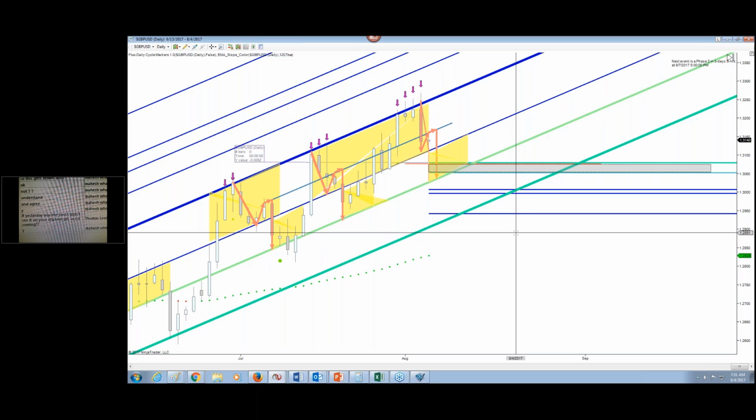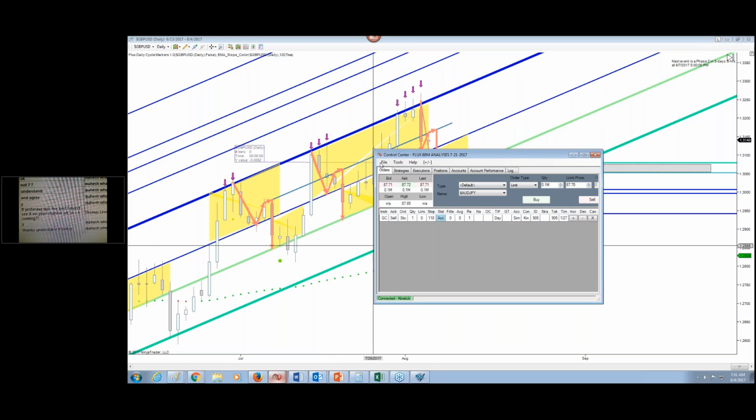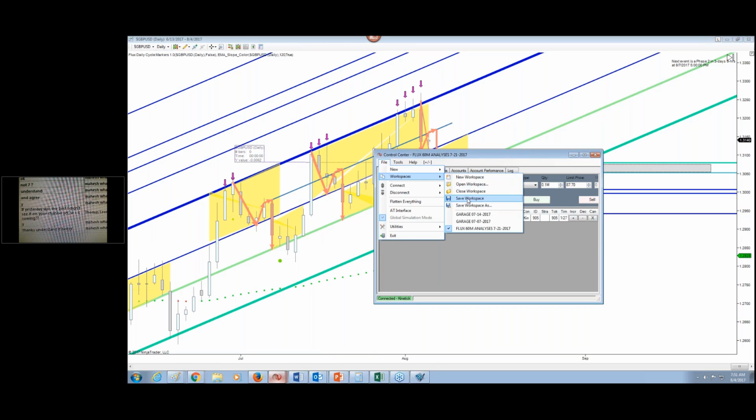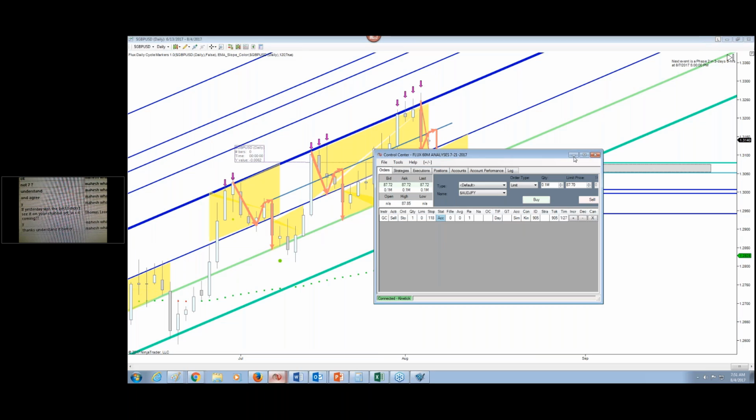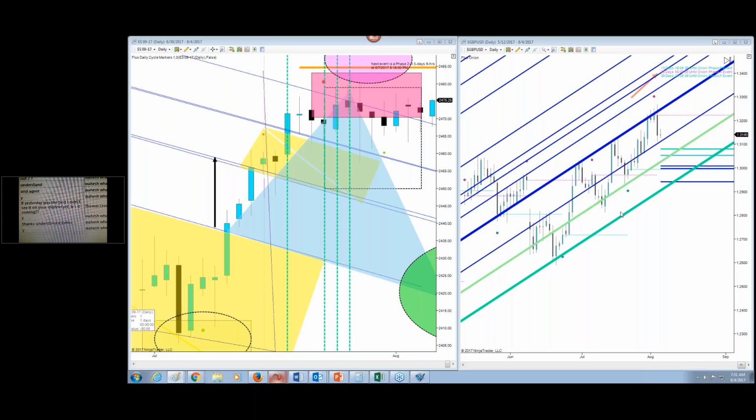But I'm expecting a drop. So let me save the workspace so you have access to these lines. Sweet. You feel like you understand your pair a little bit better now? That's all I want. Just want you to understand it a little bit.